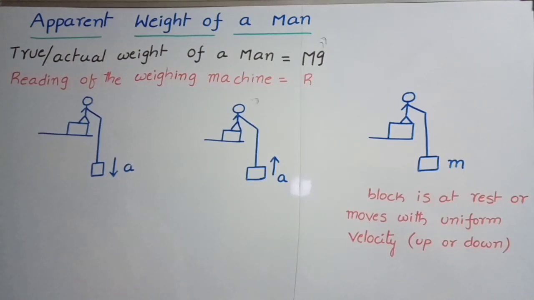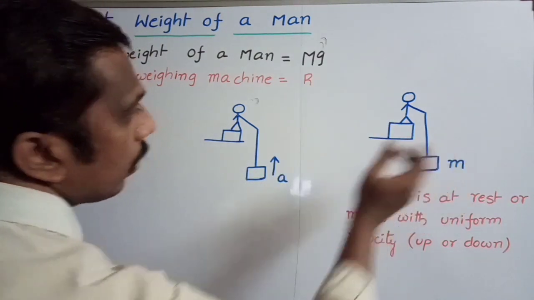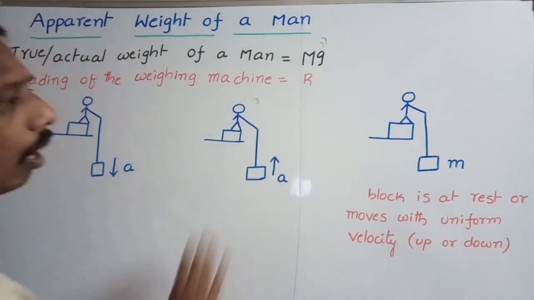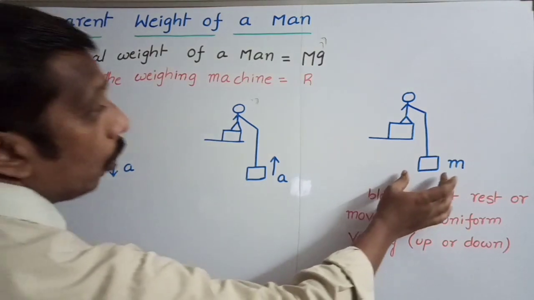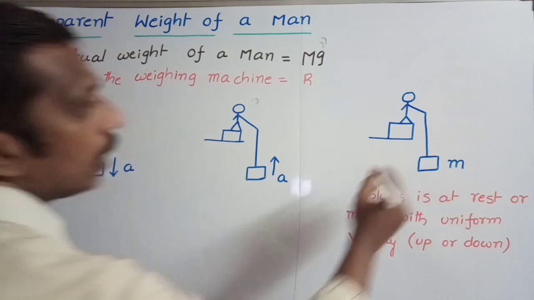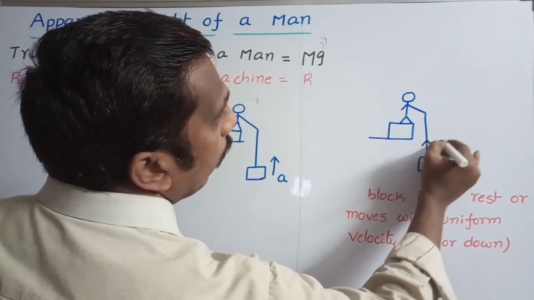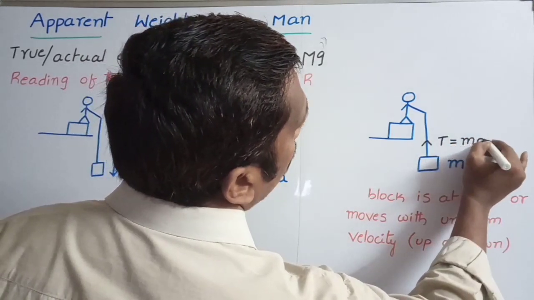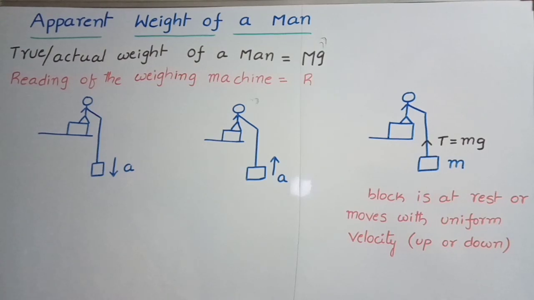Next, in another case, a man is standing on a weighing machine and holding a block of mass small m. Then what is the reading given by the machine? In this situation, this block is either at rest or moves with uniform velocity, either in the upward or downward direction. There is no acceleration in this block. That's why the net force acting on this block is equal to 0. So the tension in the string is equal to the weight of the block, either at rest or moving with uniform velocity. In this case, the tension is equal to mg.